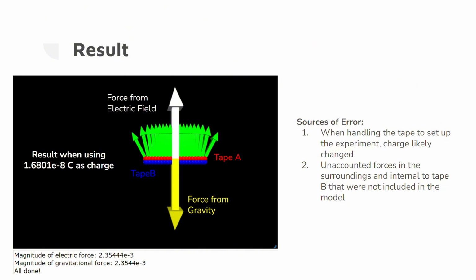So, sources of error in this experiment: when handling the tape, charge likely changed. If it brushed up against our hand or against some objects, electrons could have jumped to and from the tapes to alter the charge. And then also unaccounted forces in the surroundings and internal to the tape. In the model, we're assuming that tape A is kind of floating above tape B, but that's not true. It's being supported on either end by those erasers. And then also forces internal to the tape can kind of prop it up.